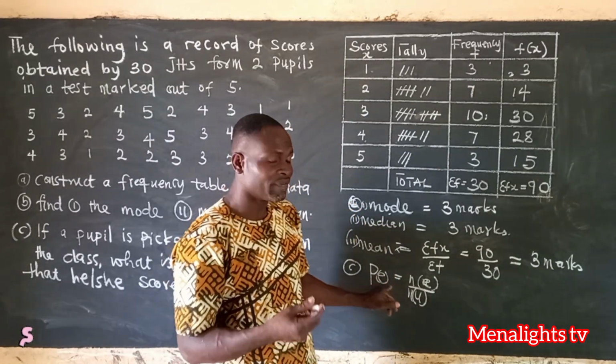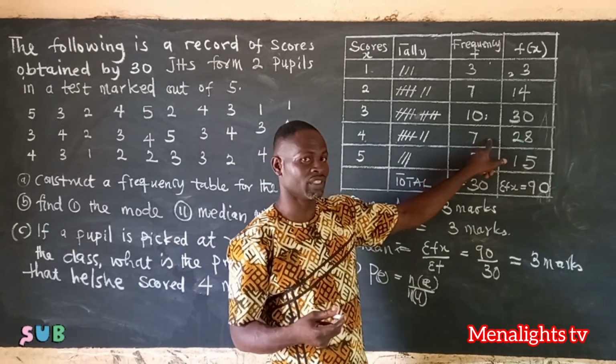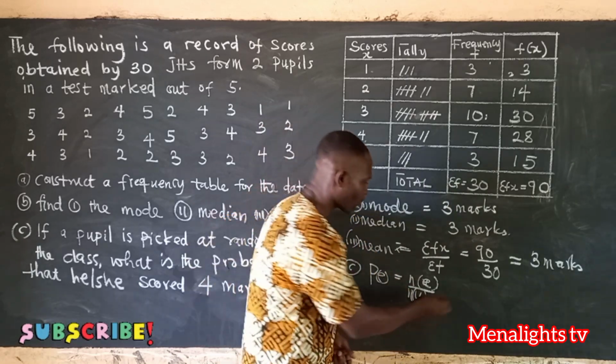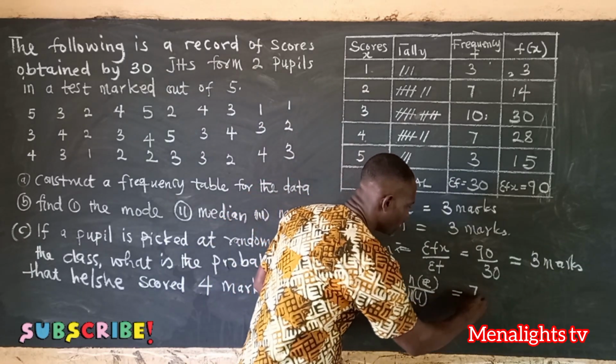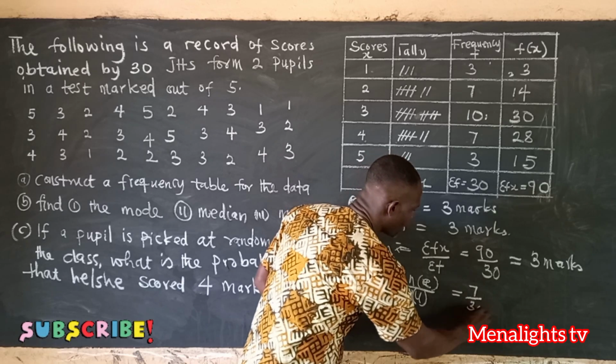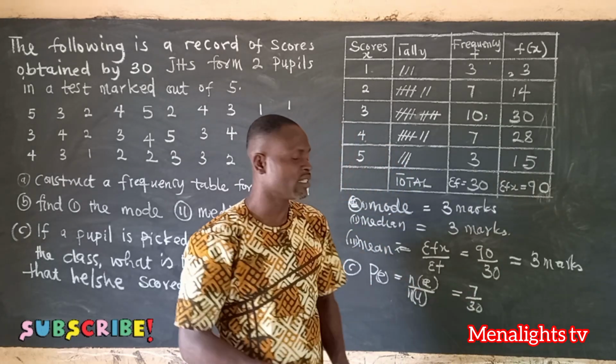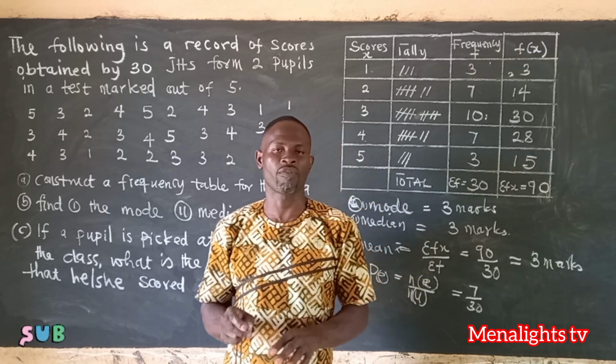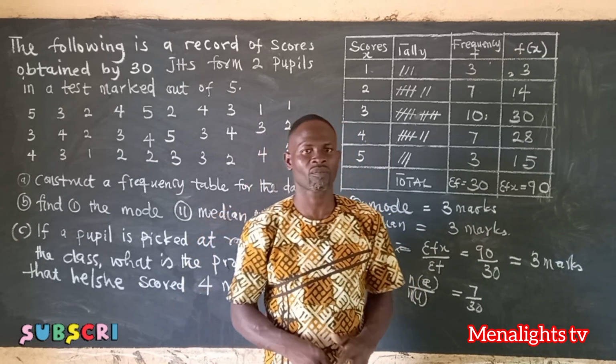So the number of events there is what? Is 7. And then the total outcome is what? 30. So that probability is going to be 7 out of 30. So the 7 out of 30 is the probability that a student chosen at random scores 4 marks.